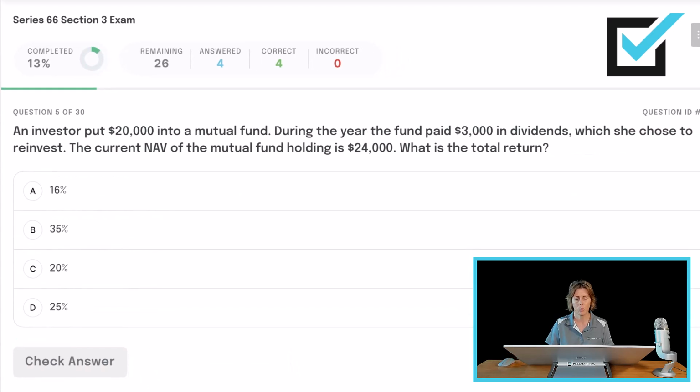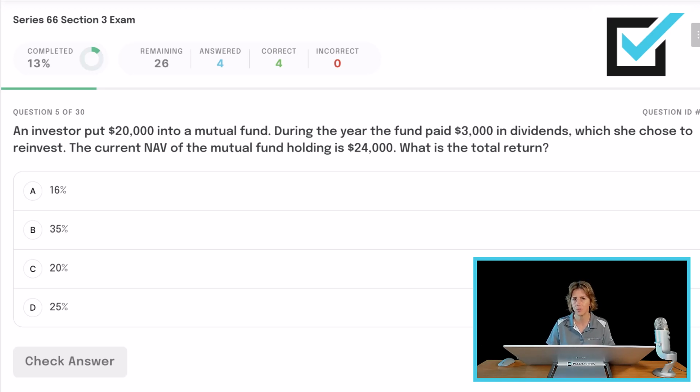An investor put $20,000 into a mutual fund. During the year, the fund paid $3,000 in dividends, which she chose to reinvest. The current net asset value of the mutual fund holding is $24,000. What is the total return? Total return is yield plus growth. The yield is $3,000. That is the dividend. And the growth is, 20 versus 24, 4.